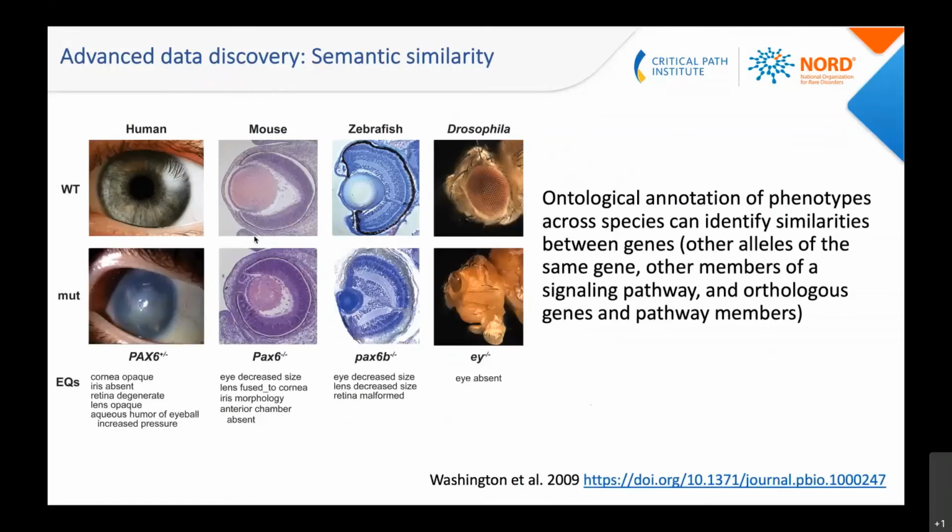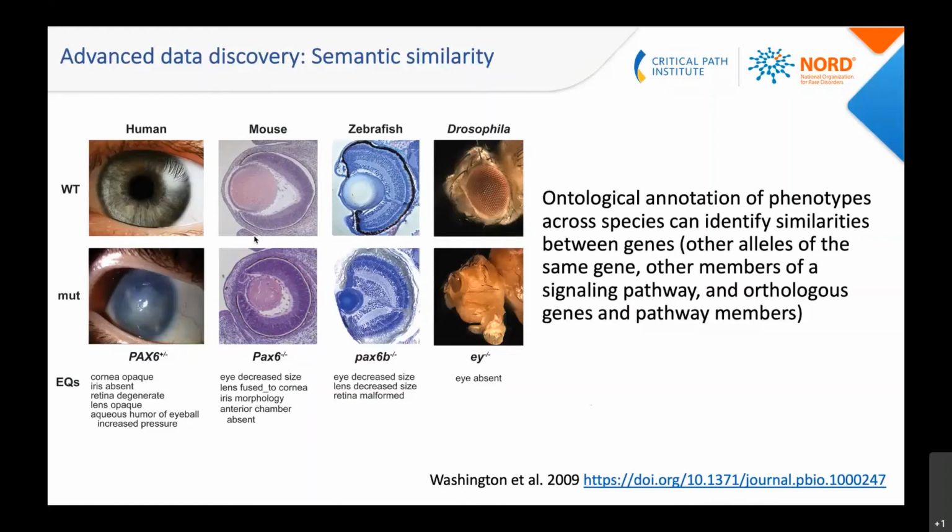Finally, one of the most complex ways of using ontologies is through a suite of analysis tools known as semantic similarity. Semantic similarity essentially combines data annotations, that is, associations between data and an ontology, and the hierarchical structure of the ontology, to look for information content in the data, compare 2 data sets and say, how much information content do they share? I'm going to show an example here using a mutation in the PAX6 gene that has been studied not only in humans, but also in mice, zebrafish, and Drosophila, or fruit flies.